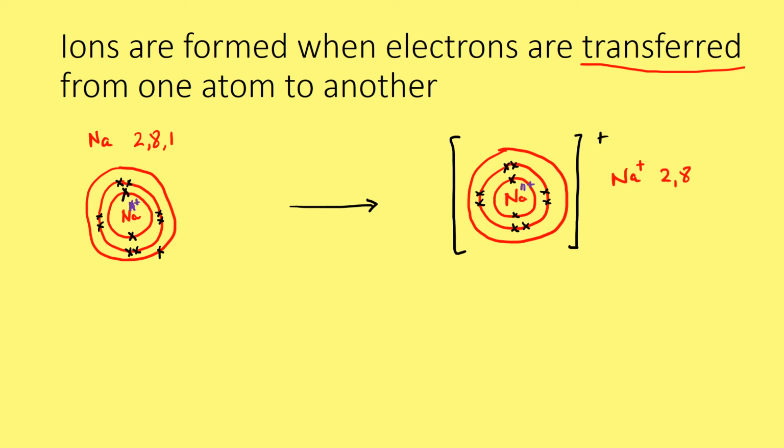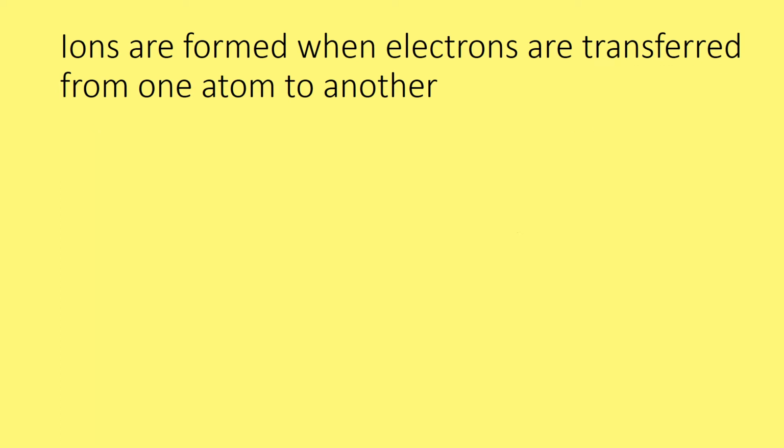And the equation, if we were doing an equation for that, we would have the Na sodium atom, and that's gone to an Na plus sodium ion because it's lost an electron. That's how we would write the equation there. So that was a metal atom losing an electron, transferring an electron.